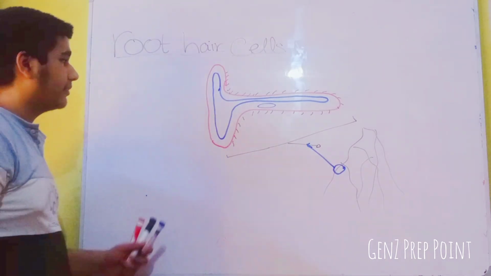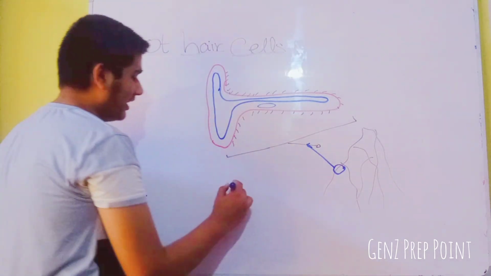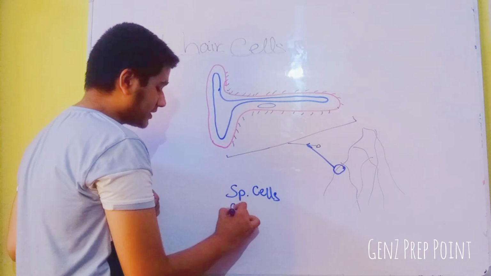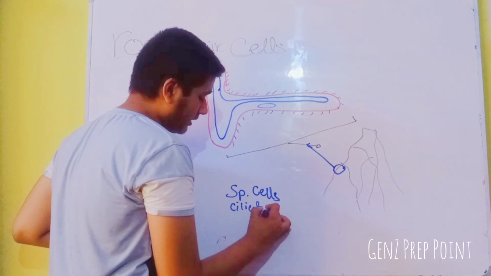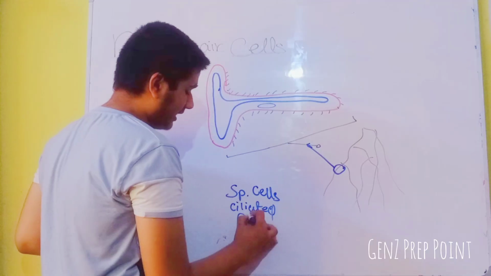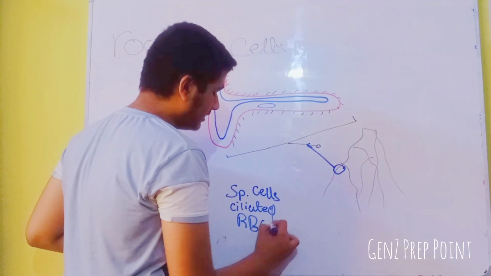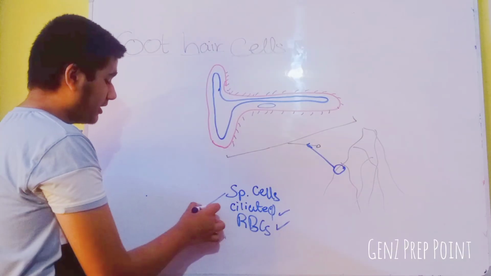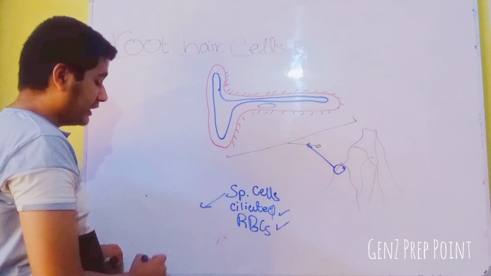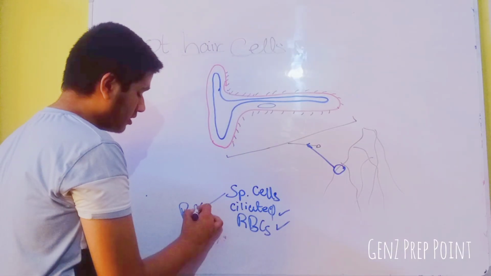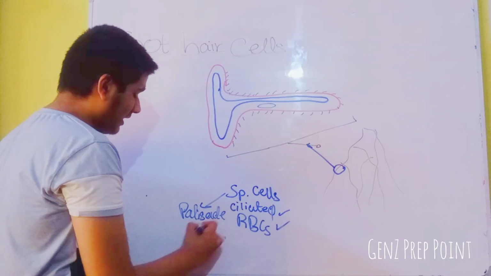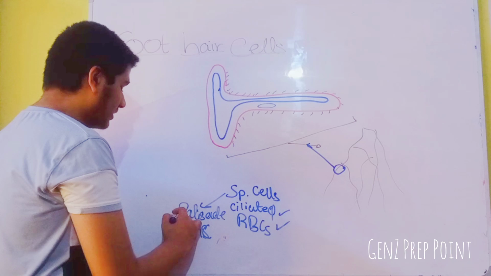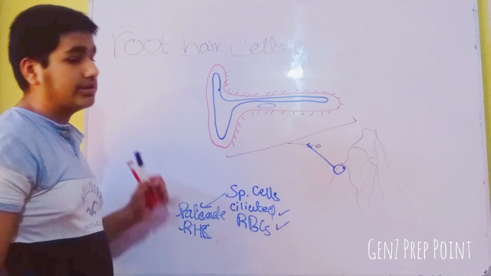Students, today we will be covering our topic of specialized cells. I have already done previous videos on ciliated cells and RBCs, that is red blood cells. So now, in the topic of specialized cells, we are left with palisade mesophyll cells and root hair cells. These two topics we are going to do today.